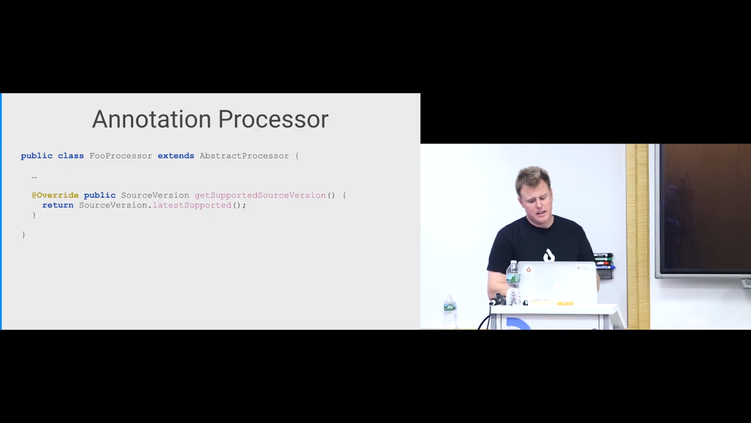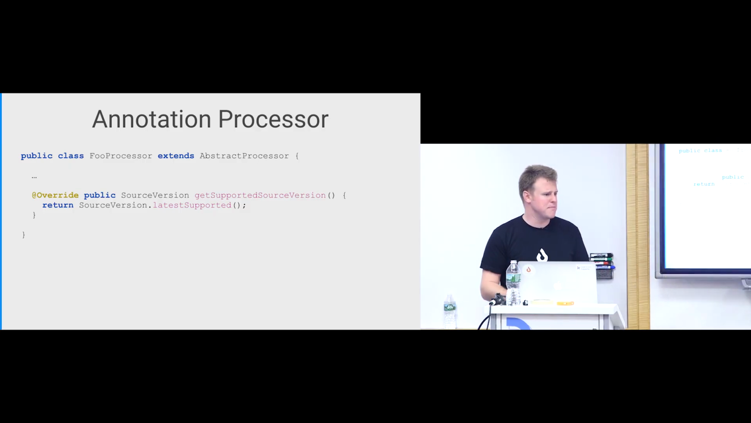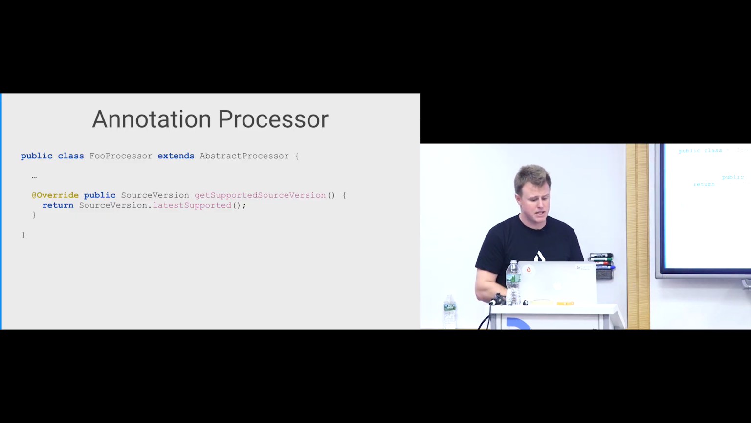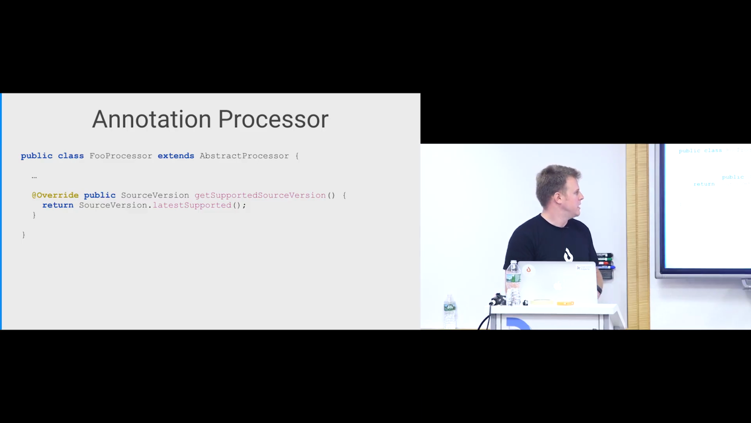Moving on from that, there are a couple of boilerplate methods that we have to implement in our processor. Get supported source version is where you tell it you support Java 8, Java 7, whatever that might be. This is sort of like the target SDK version in Android, and just like the target SDK version, generally you always want it to be the latest supported at compile time.